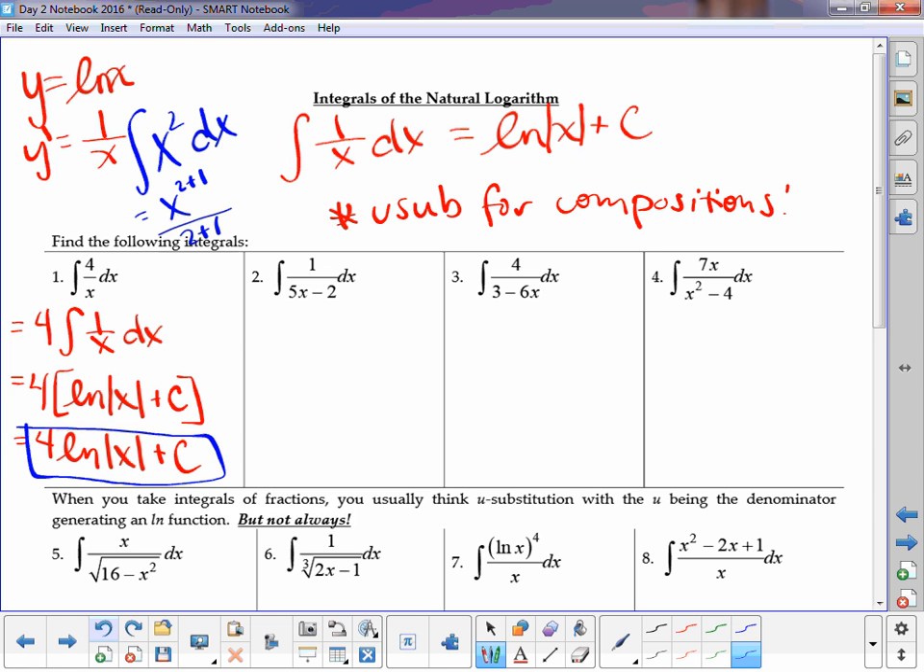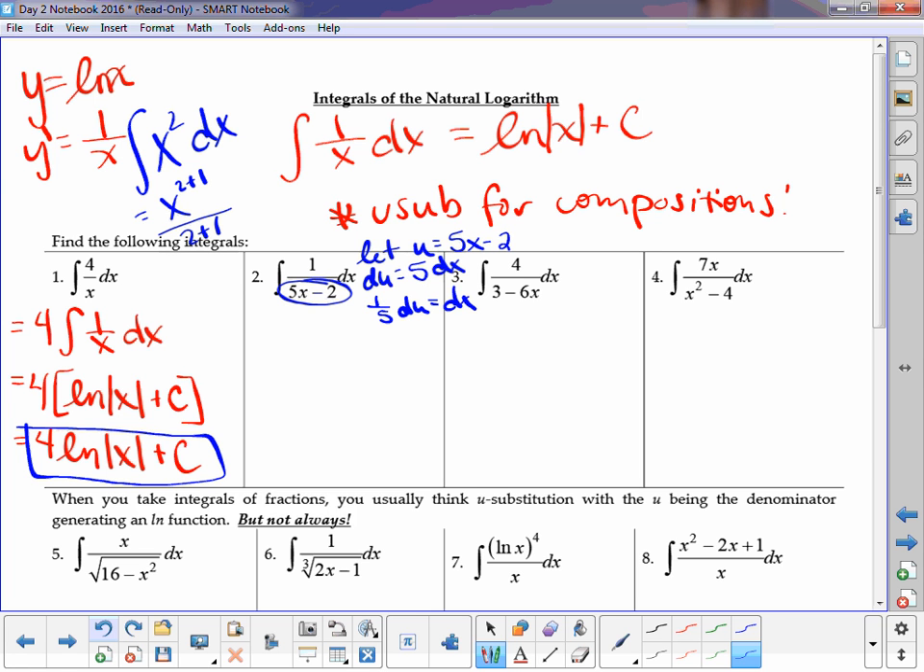Okay. So with number 2 here, we have something more than just x in our denominator, so we are going to have to do a u sub with this. So I'm just going to let u be that entire denominator, because then I have 1 over u, and we know the antiderivative of that. So let's let u be 5x minus 2. What would my du be? 5 dx. Do I have the 5 already represented here? Nope, so let's go ahead and divide that over. So 1/5 du equals dx.